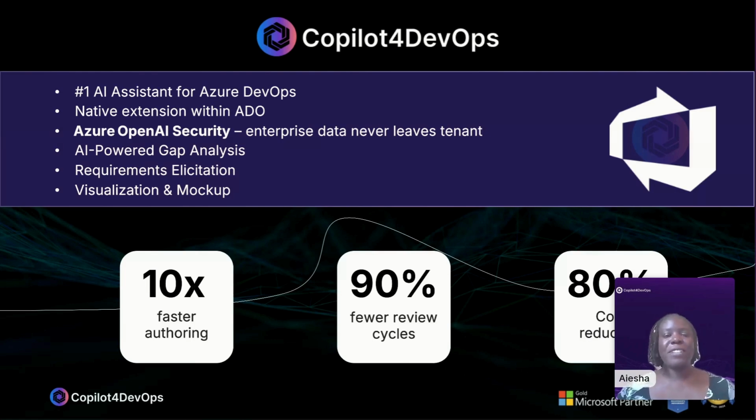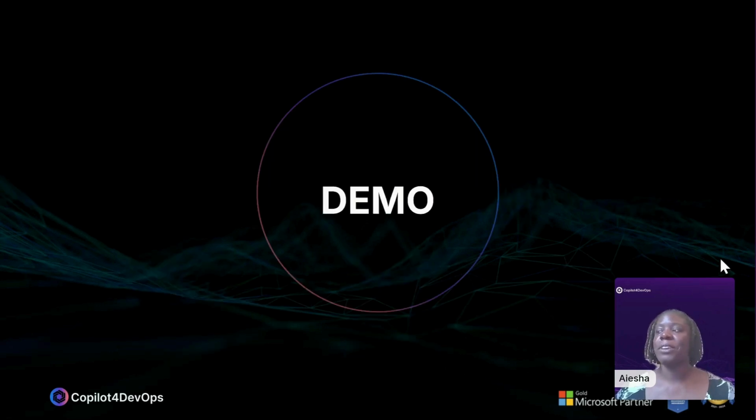Teams that use Copilot for DevOps say they have 10 times faster authoring, 90% fewer review cycles, and 80% cost reduction as a result of using this tool. So you came here to see how this can apply, how the tool can support you. So let's dive right in.